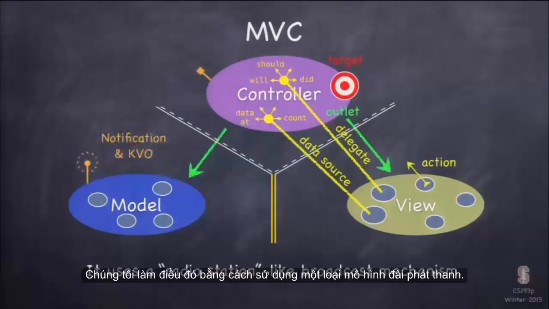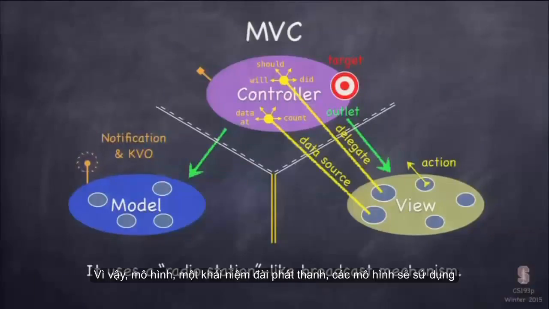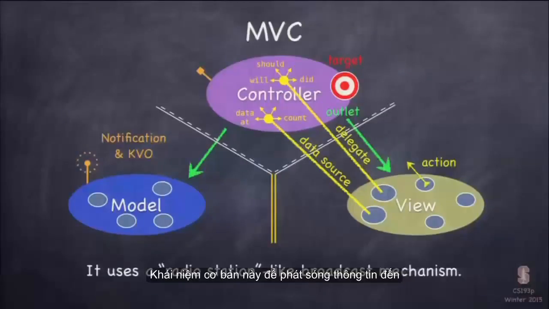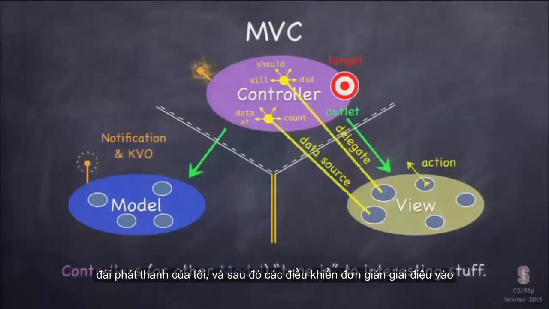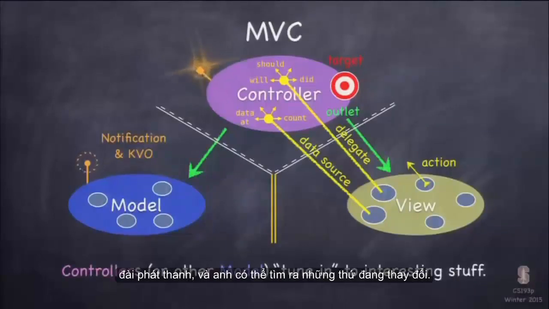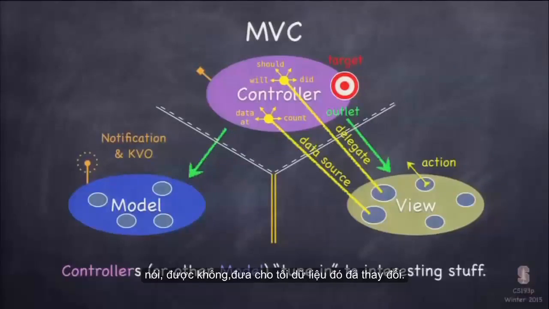We do that using kind of a radio station model. Okay? So the model will use this concept to essentially broadcast information to anyone who's interested. The mechanisms for doing this in iOS are called notification and key value observing, KVO we call it. So the model can just say, anytime something changes in my model, I'm just going to broadcast on my radio station. And then the controller simply tunes into that radio station, and it can find out things are changing. And when it finds out something changes, it's going to communicate via its green arrow to the model and say, okay, give me that data that changed. Right? Does that make sense?